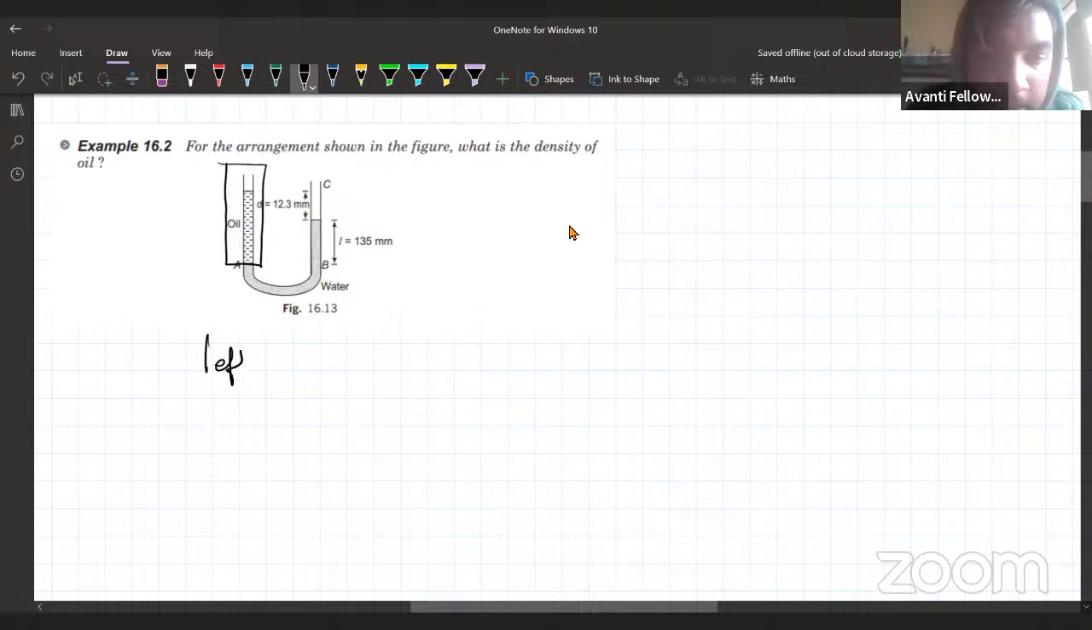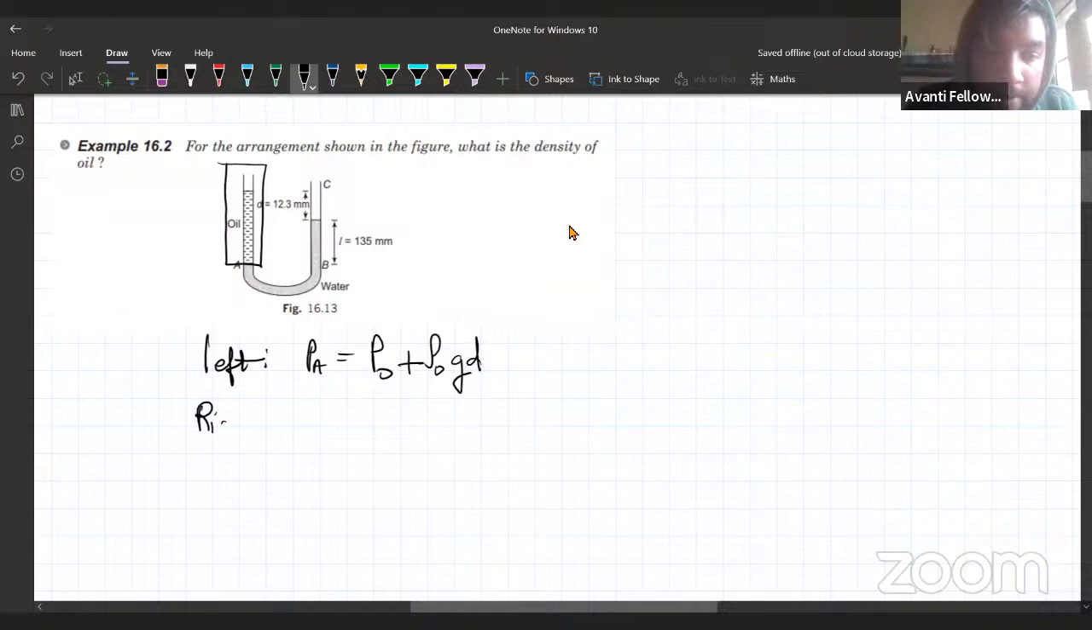For the left, I'm calculating PA, the pressure at point A. So P naught plus the pressure due to this depth, which will be rho of oil into G into height. This height is D. For the right, P of B will be equal to P naught plus rho of water into G into the depth. What is the depth here? It is L.